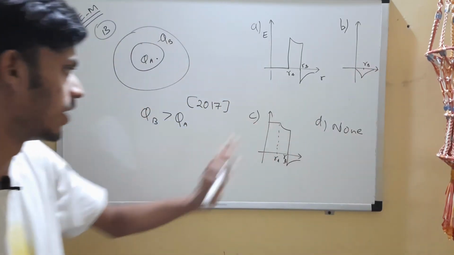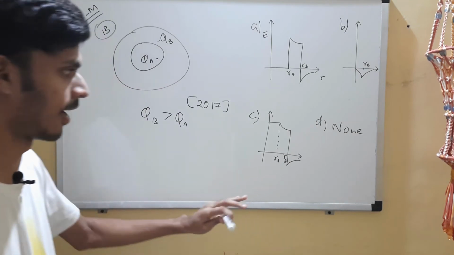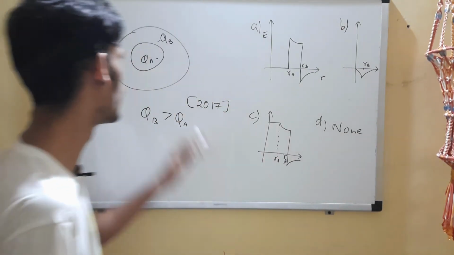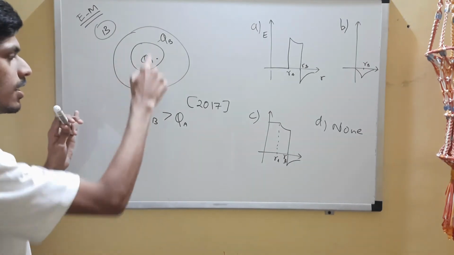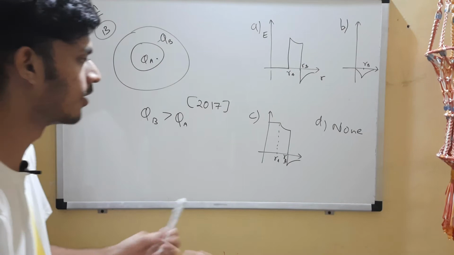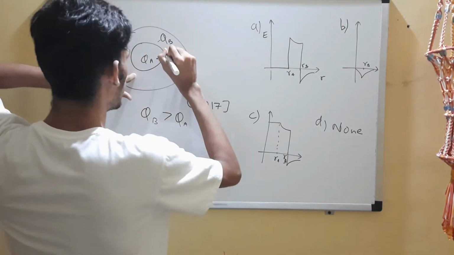RA is not marked over here, we can't say anything here. This option C is incorrect. We can say it for sure because till RA the field should be equal to 0. Field in this region is 0. Inside the conductor, inside the spherical shell, the field is 0. It can be none as well. So let's see now over here.